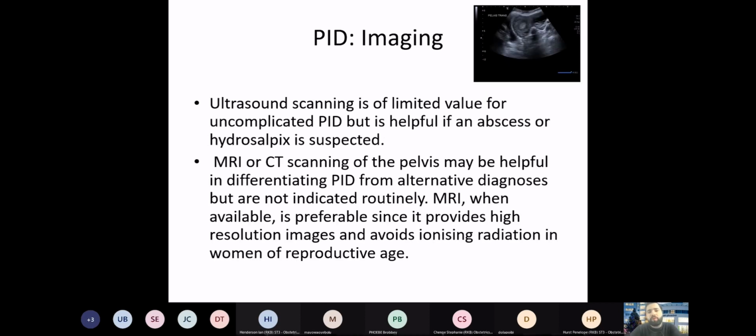Imaging: the role of imaging is quite limited. It's not routinely done, not routinely advised, and not needed, but it can be helpful if an abscess or hydrosalpinx is suspected. If advanced imaging is needed in a chronic disease, or the clinical picture suggests that an MRI or CT scan is needed, then MRI is really preferable since there is no risk of exposure to ionizing radiation in the reproductive age.